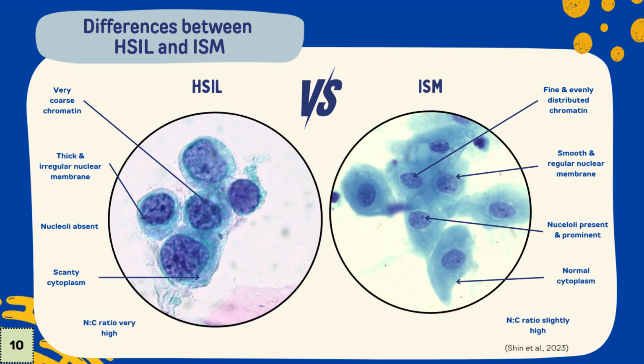Next are the differences between HSIL and ISM. HSIL has very coarse chromatin, whereas ISM has fine and evenly distributed chromatin. HSIL has a thick and irregular nuclear membrane, meanwhile ISM has a smooth and regular nuclear membrane. There are no nucleoli in HSIL, but nucleoli are present in ISM. HSIL has scanty cytoplasm, but ISM has normal cytoplasm. The NC ratio in HSIL is very high, whereas for ISM, it is slightly high.